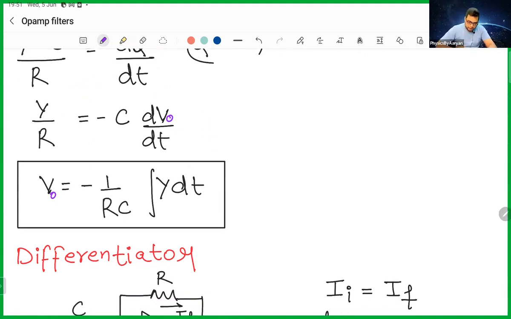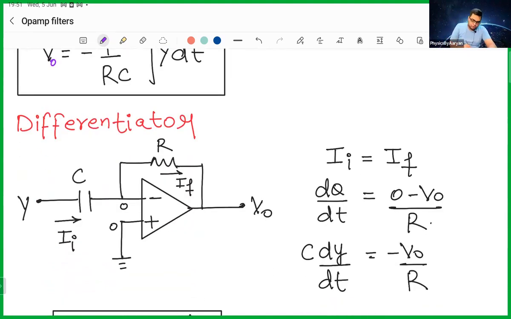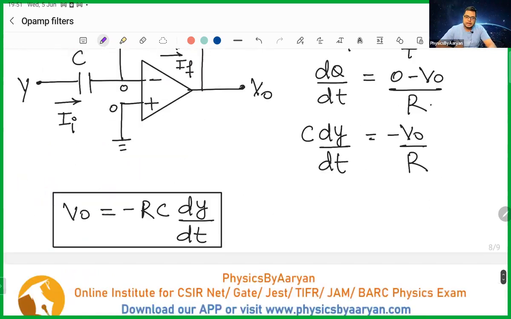So you see, you are basically integrating your input signal. Similarly, if I reverse the situation, I put a capacitor on the input side and a resistor on the feedback side, then this will become a differentiator. Your final result will be V output equals minus RC dy by dt. So in that case, your circuit will start differentiating your input signal.